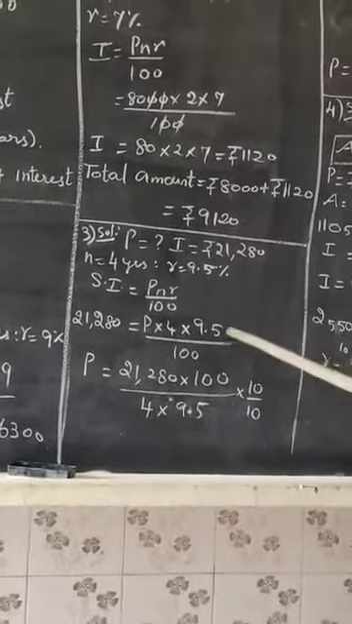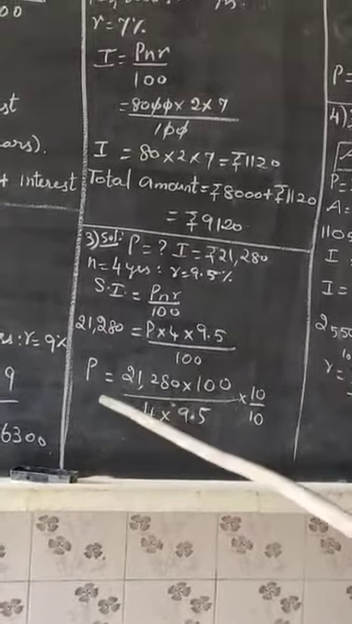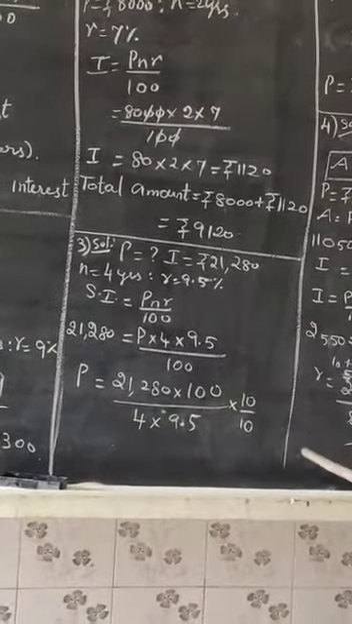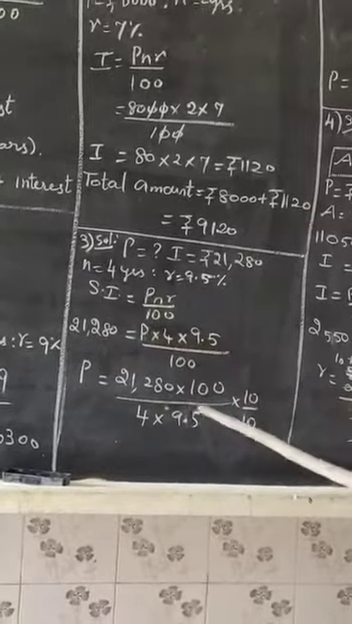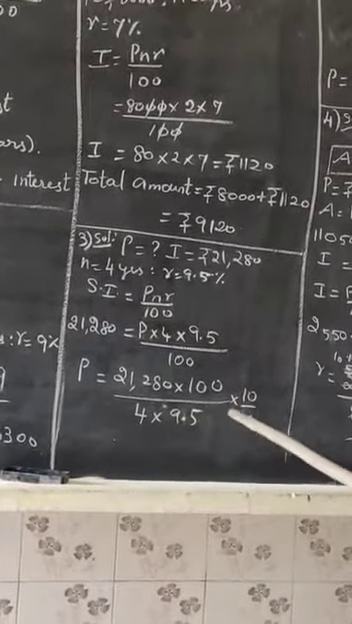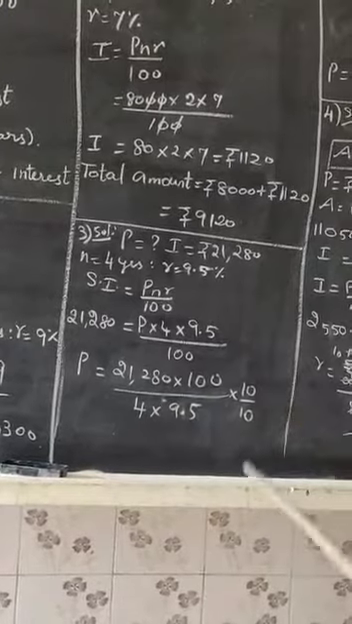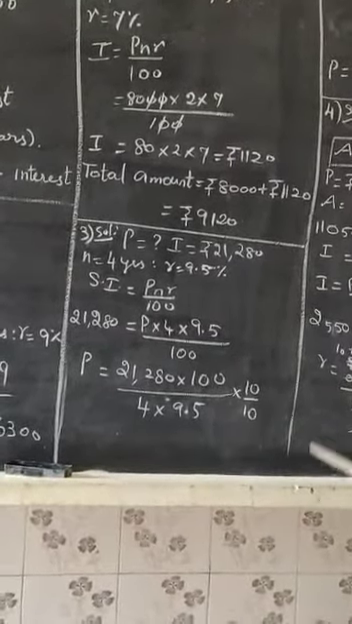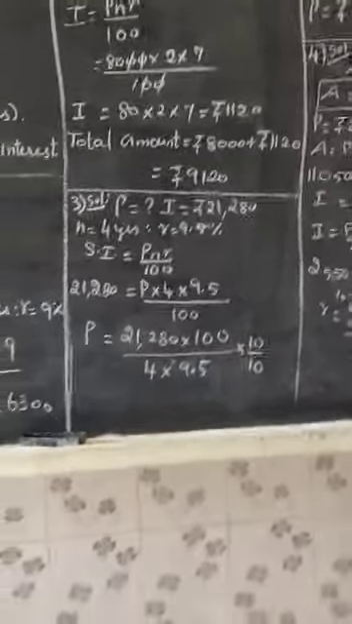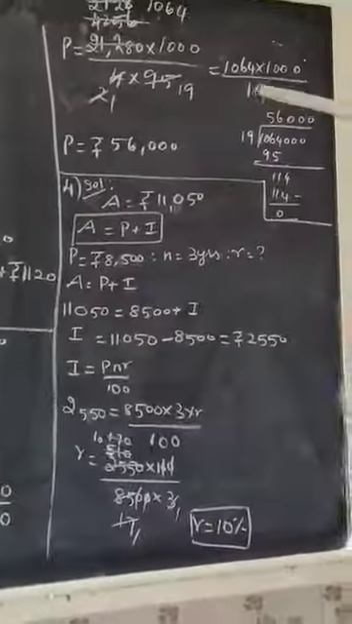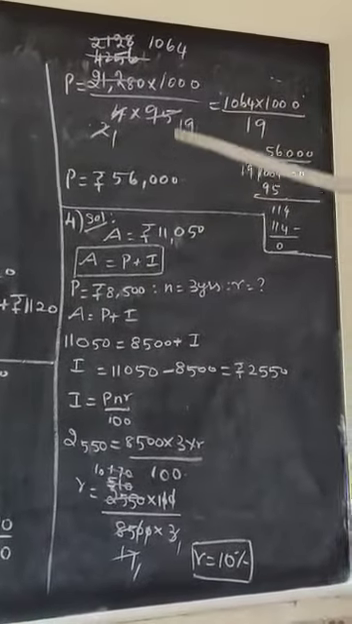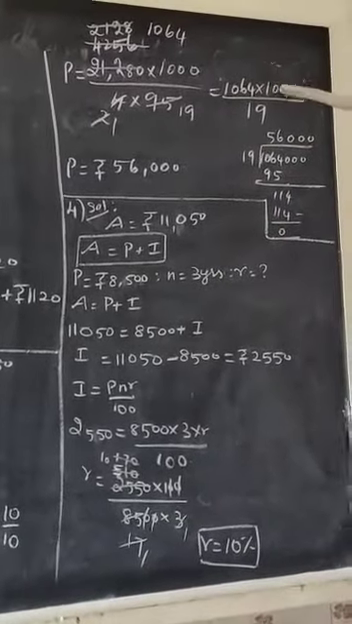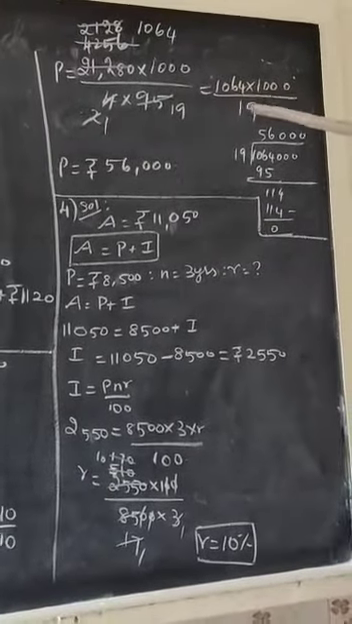So all the numbers multiplied in the numerator on the left hand side come to the other side as division, and the division by 100 moves to that side as multiplication. So P is equal to 21,280 into 100 by 4 into 9.5. I am going to change the decimal number 9.5 into a whole number, so I am going to multiply numerator and denominator by 10, so that I can cancel the numbers in the numerator and denominator. Here one 10 is there, no. I multiply and get 21,280 into 1000 by 4 into 95.